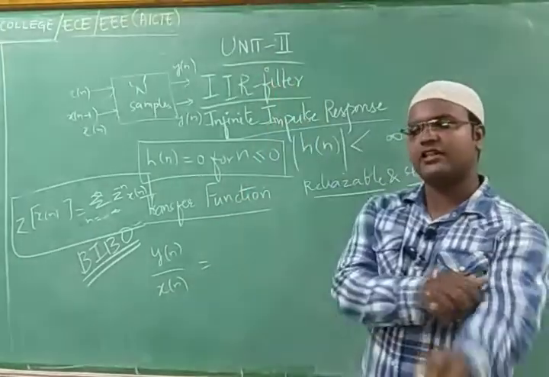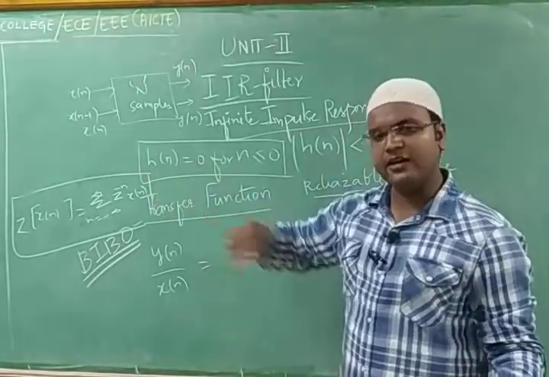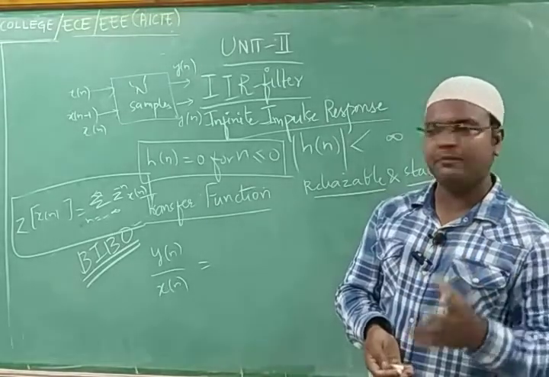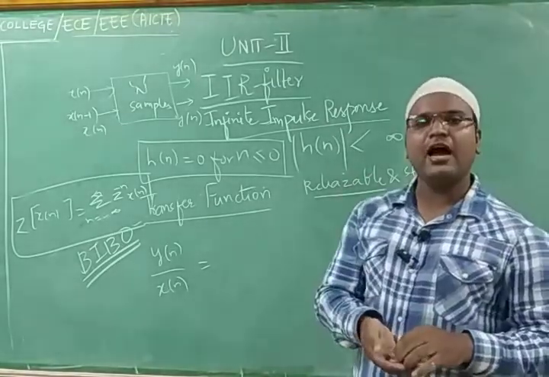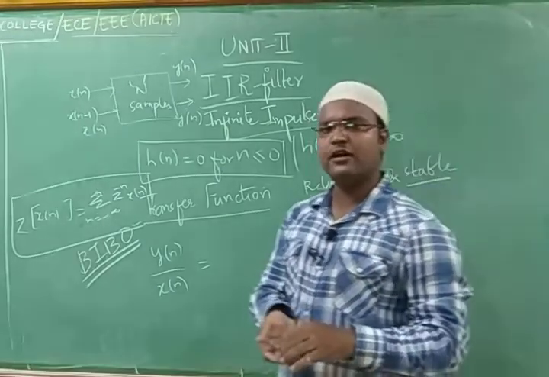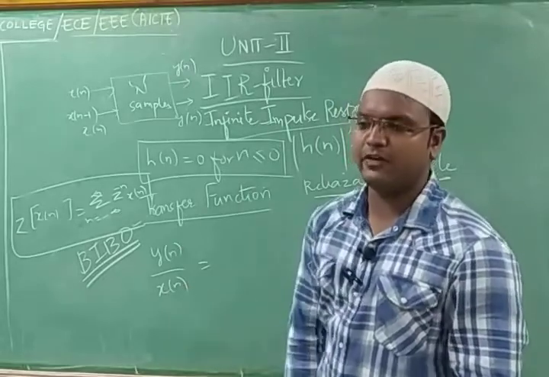In that, how do we find this? We need to first write its output response, and then divide it by the input response. If you do both of them, then you can find the complete transfer function of the IIR filter. So how do we find it? We need to write the function. So we wrote y of n by x of n. So how do we write the y of n value?